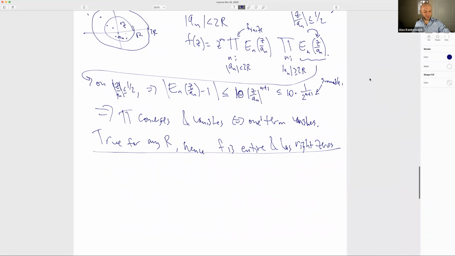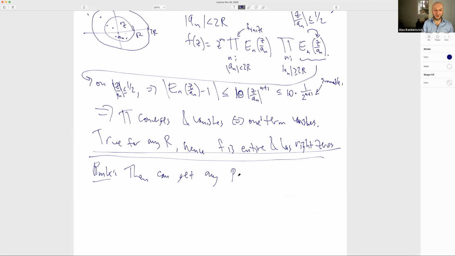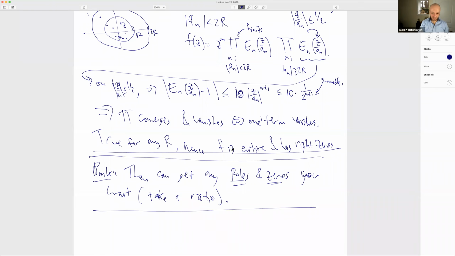Okay, so Sriram's remark then can get any zeros and poles you want. Take the ratio. Okay. So in order to get a refinement of this, where we don't have this diagonalization that I'm referring to, we need a little bit more structure on the function.